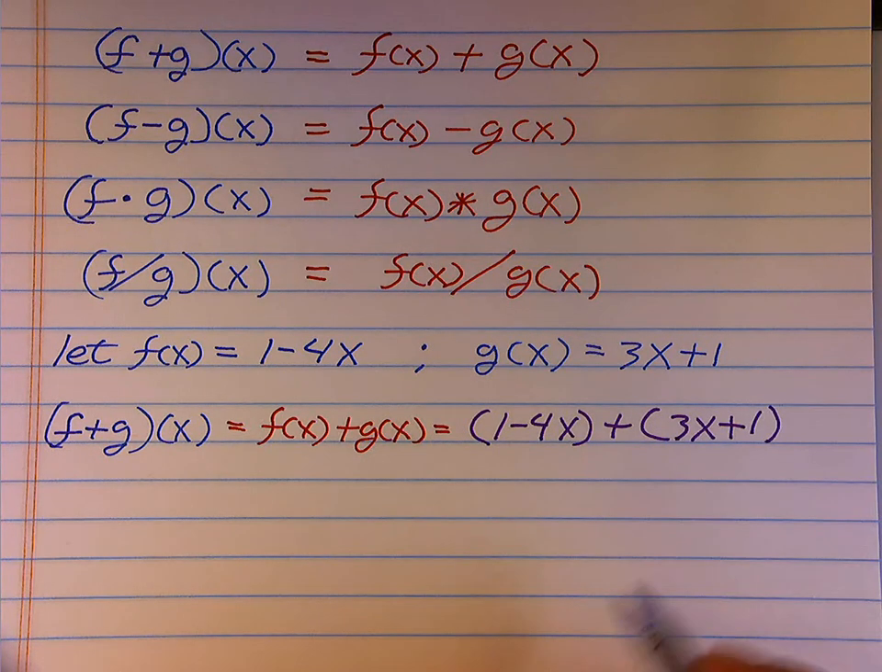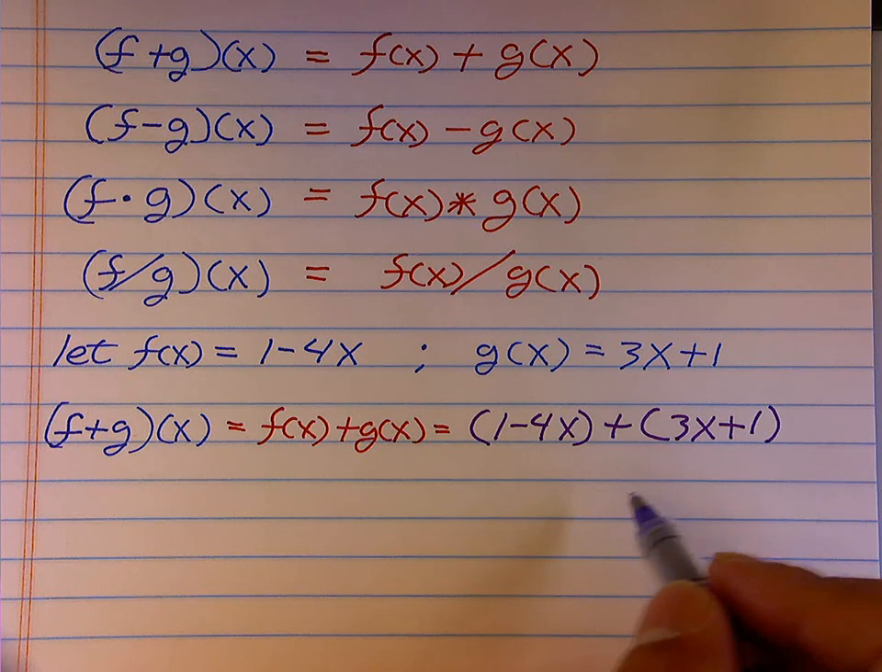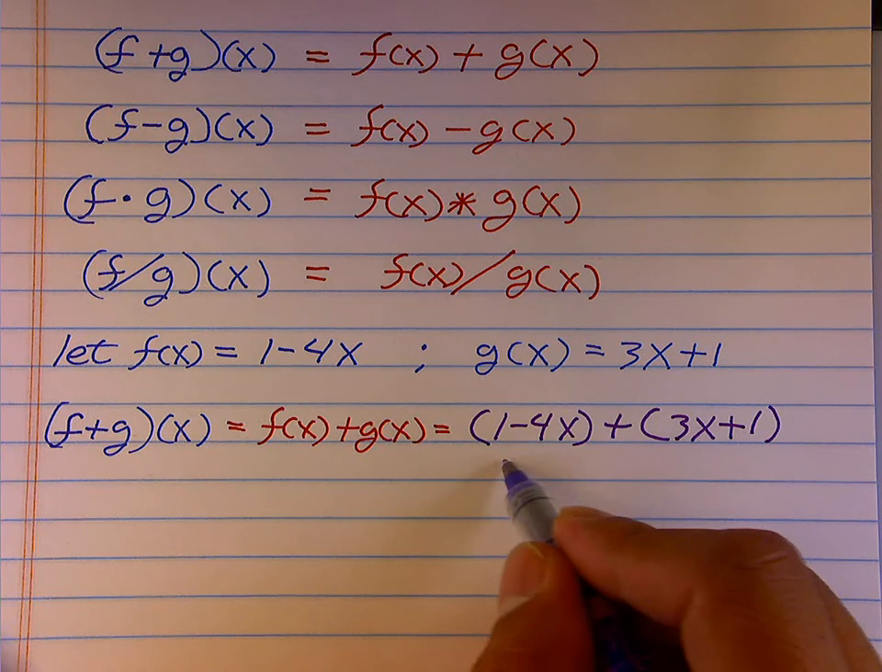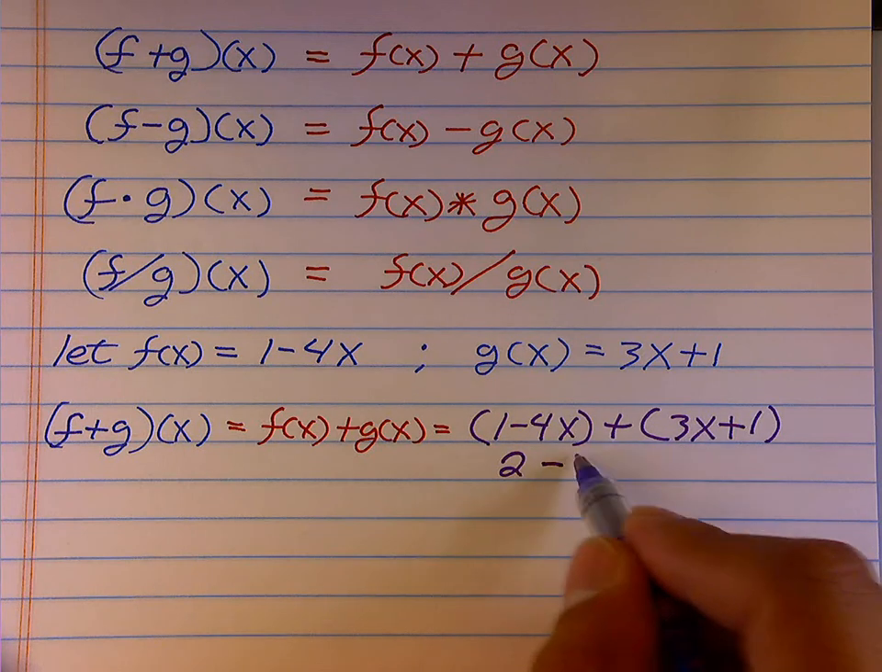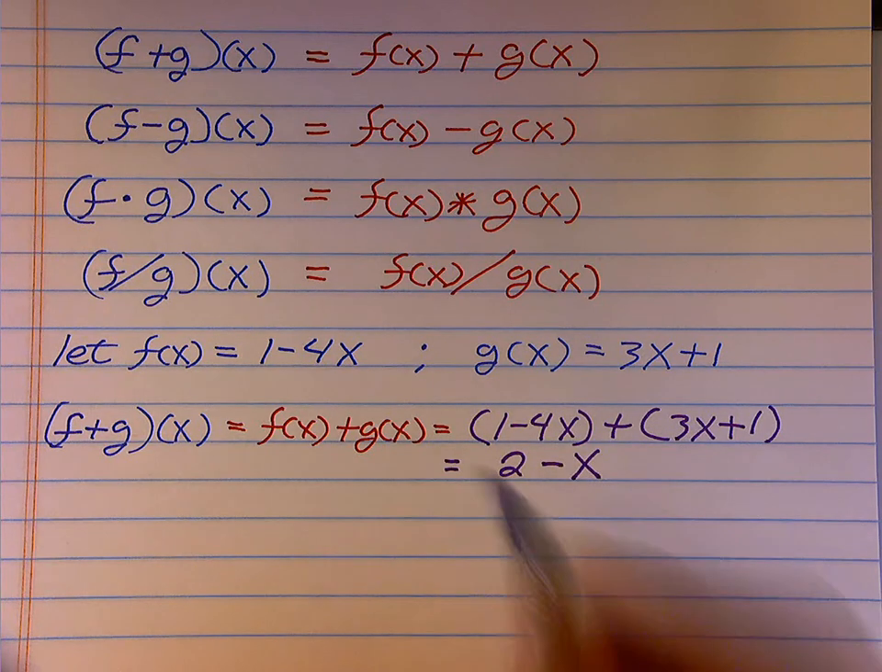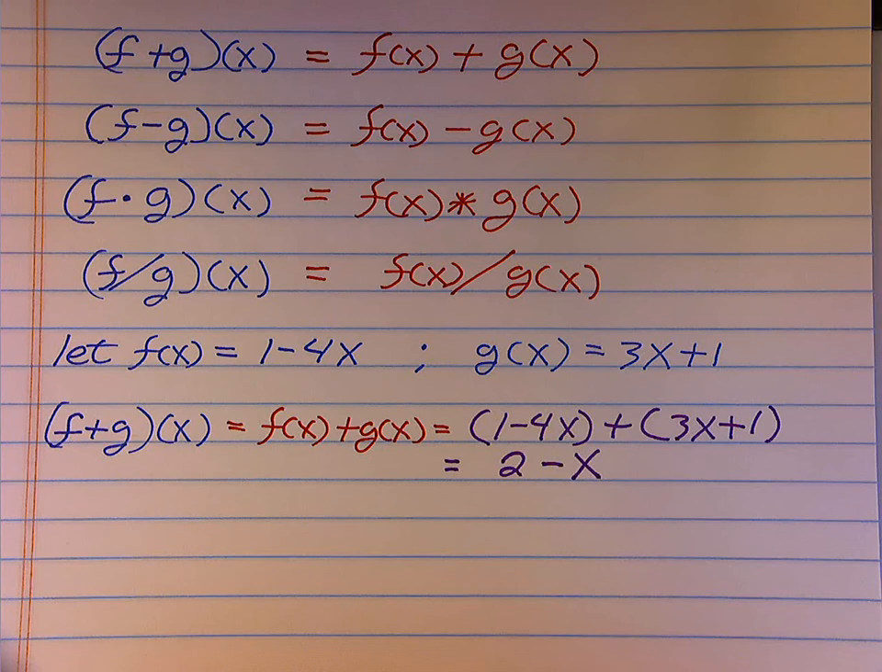I'm going to go ahead and simplify by combining like terms. 1 plus 1 is 2. Negative 4x plus 3x is negative x. And that is f plus g of x.